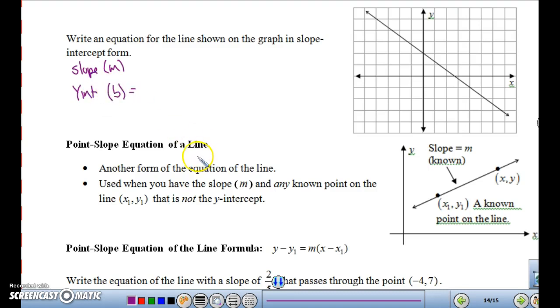So if I'm looking at this, the y-intercept is usually easy to pick out. All we have to do is go to the y-axis and find the point. So the y-intercept is actually right there. So the y-intercept, or the b value, is going to be 2.